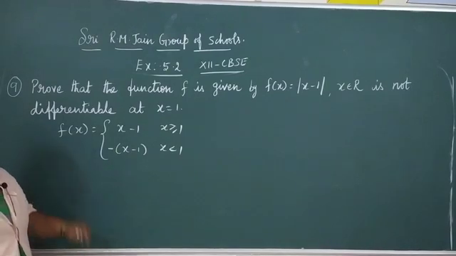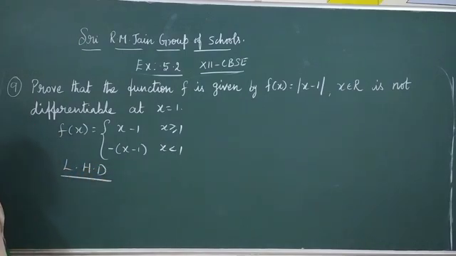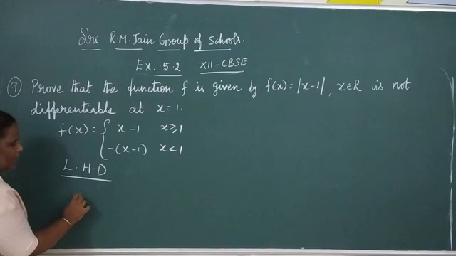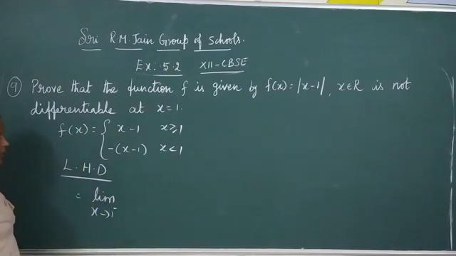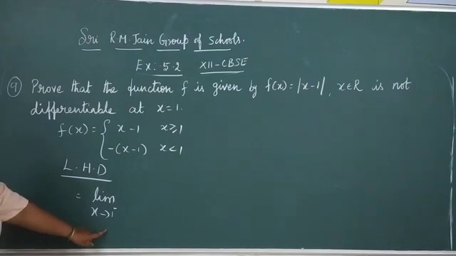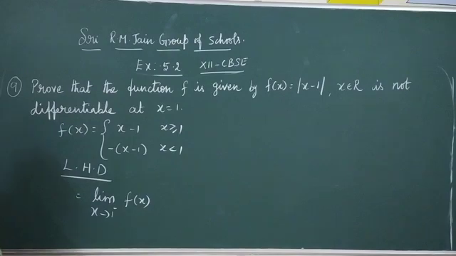Now we are going to see about the left hand derivative. What is the formula for that? Limit x tends to 1 minus. What is the meaning of that? It is the left hand derivative: f of x minus f of a.